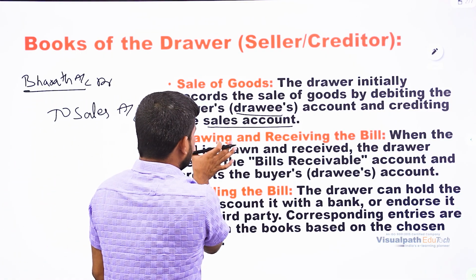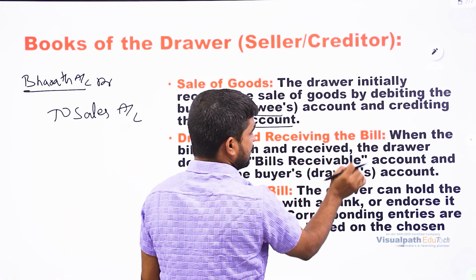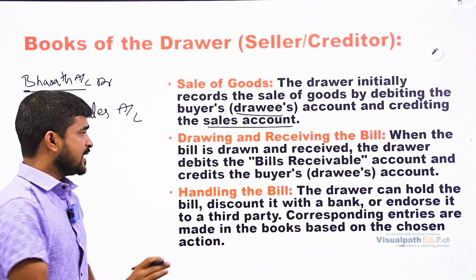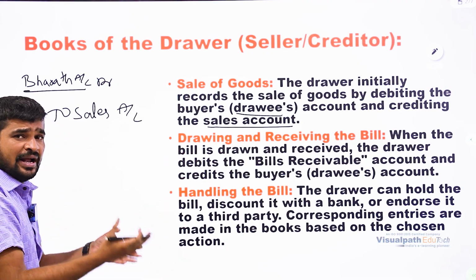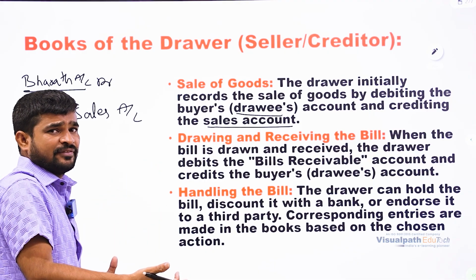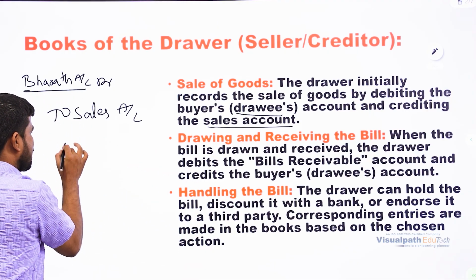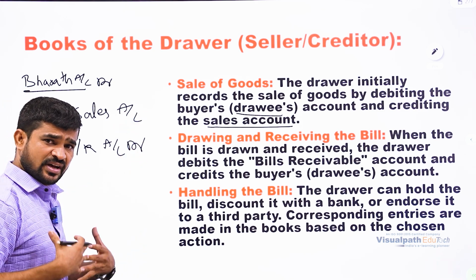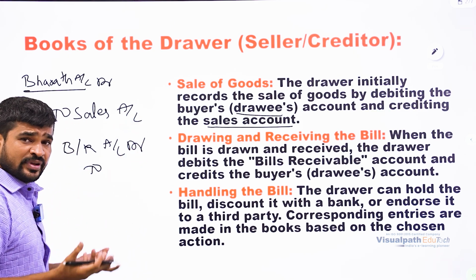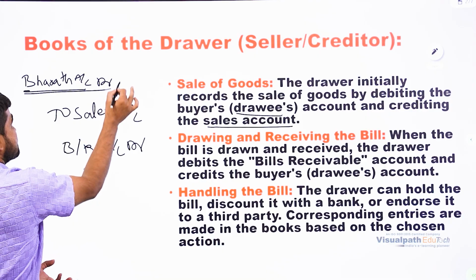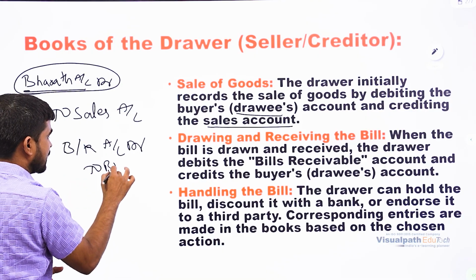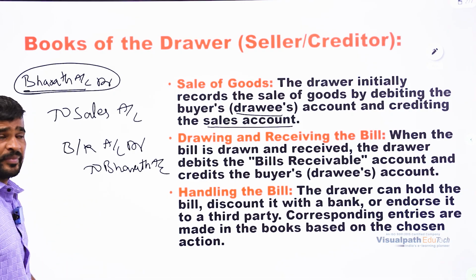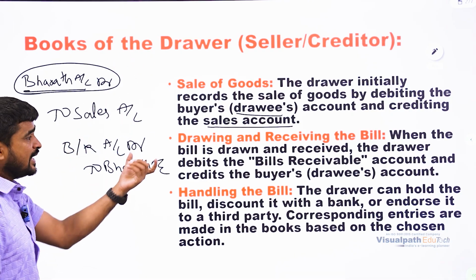Second one, the drawing and receiving of the bill. It means preparing the bill and receiving the bill will be one entry. He is drawing the bill. When he draws the bill and receives it after the acceptance of the drawee, what are we getting here? We are getting the bill here. So bills receivable account debtor, as we are receiving the bill. To, from whom are we receiving? To close this account, we write Bharat's name on the credit side: to Bharat account. So this is the accounting treatment in the books of the drawer when the bill is drawn and received.